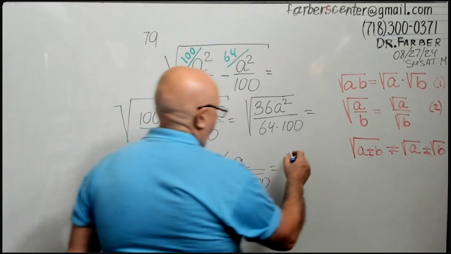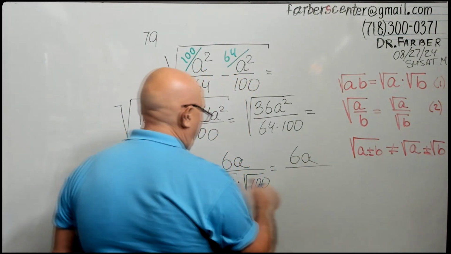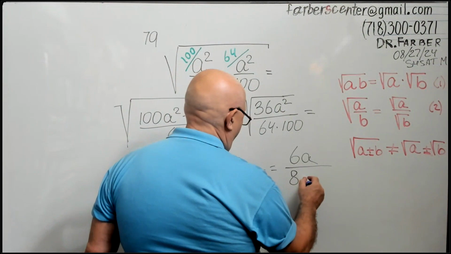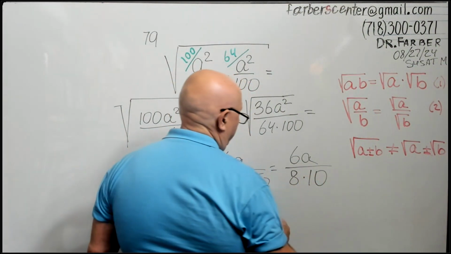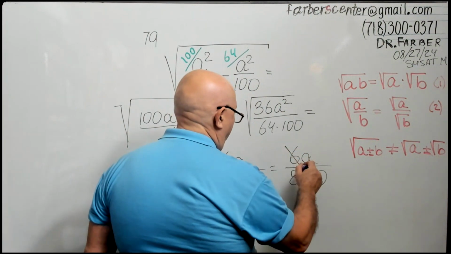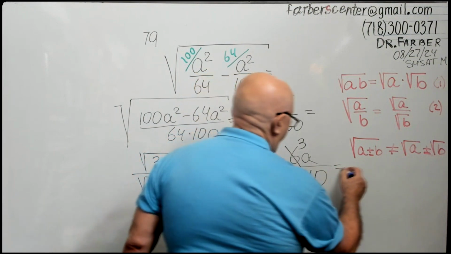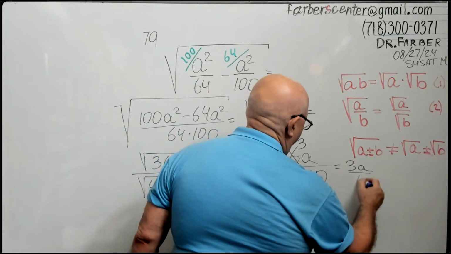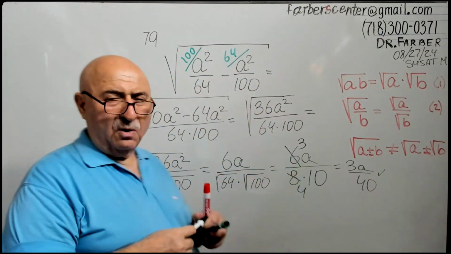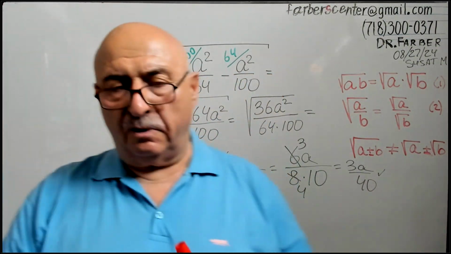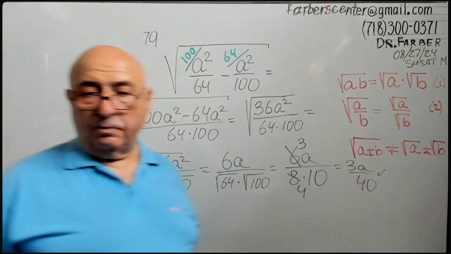Or 6a, the square root of 64 is 8, times the square root of 100 is 10. Now simplify by 2. It would be 3, this is 4. And you get 3a over 14. The only way you solve this problem. Who understands this 100% right now? No such formula. Don't make this mistake.